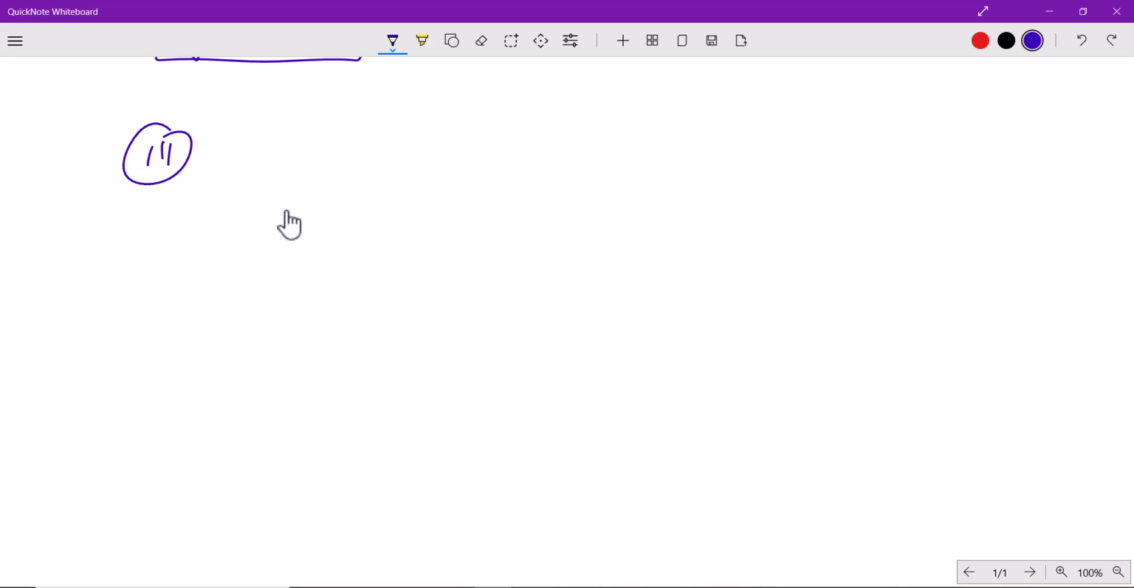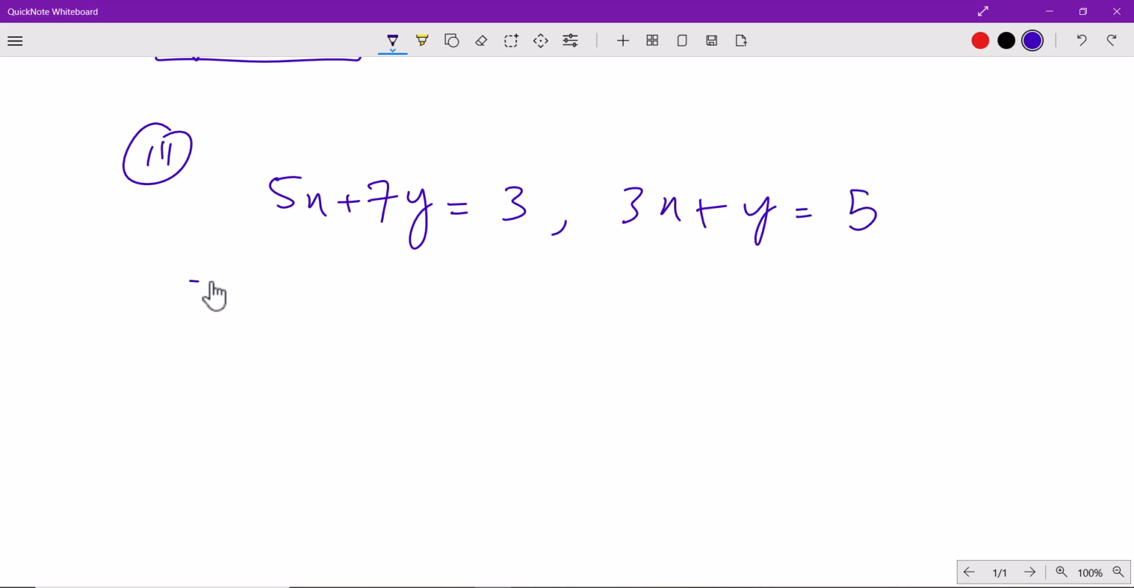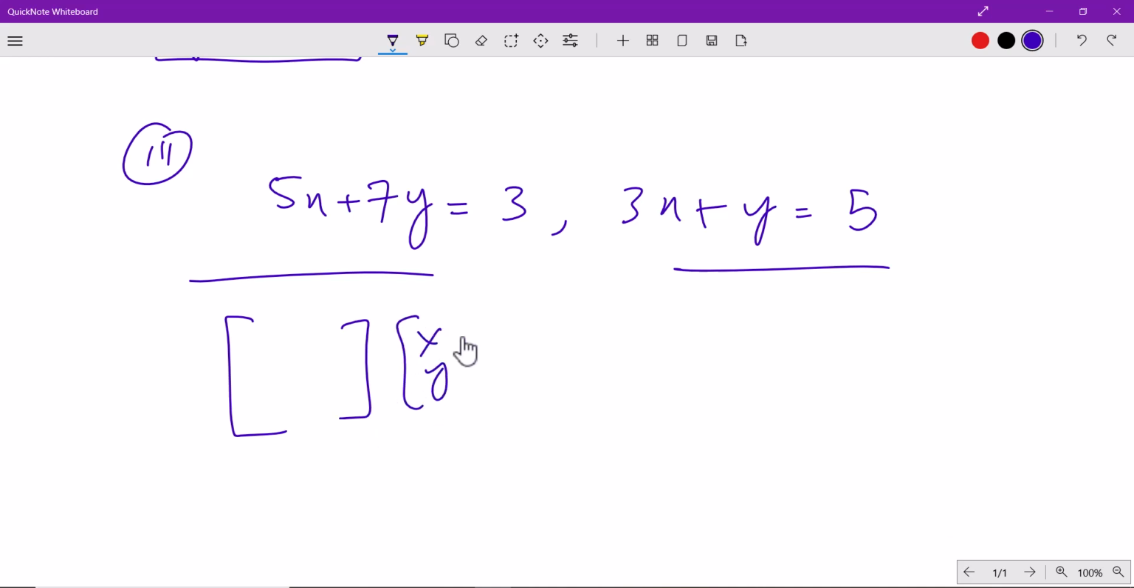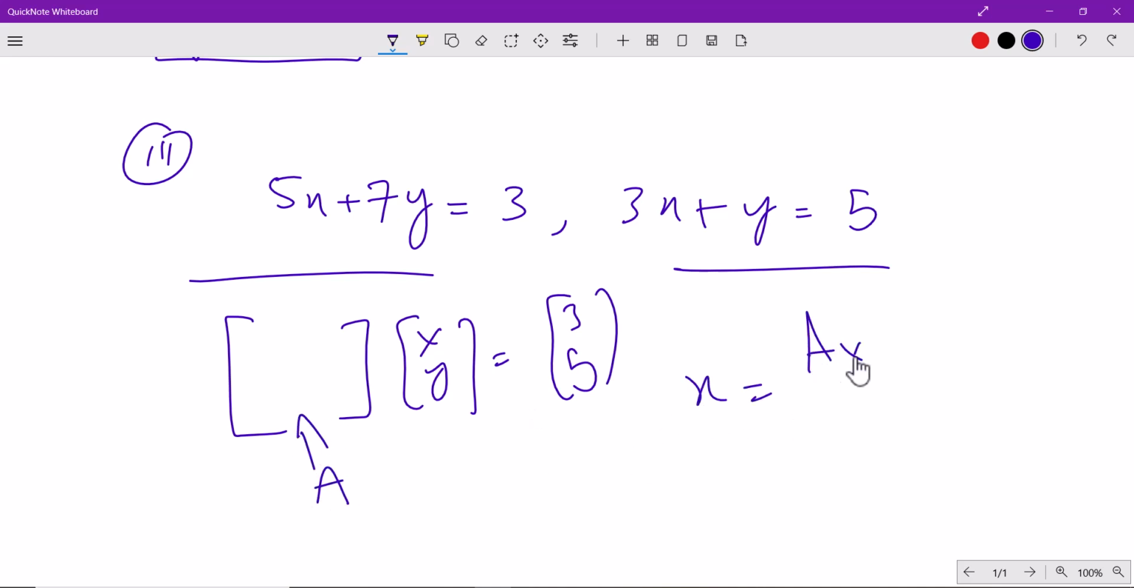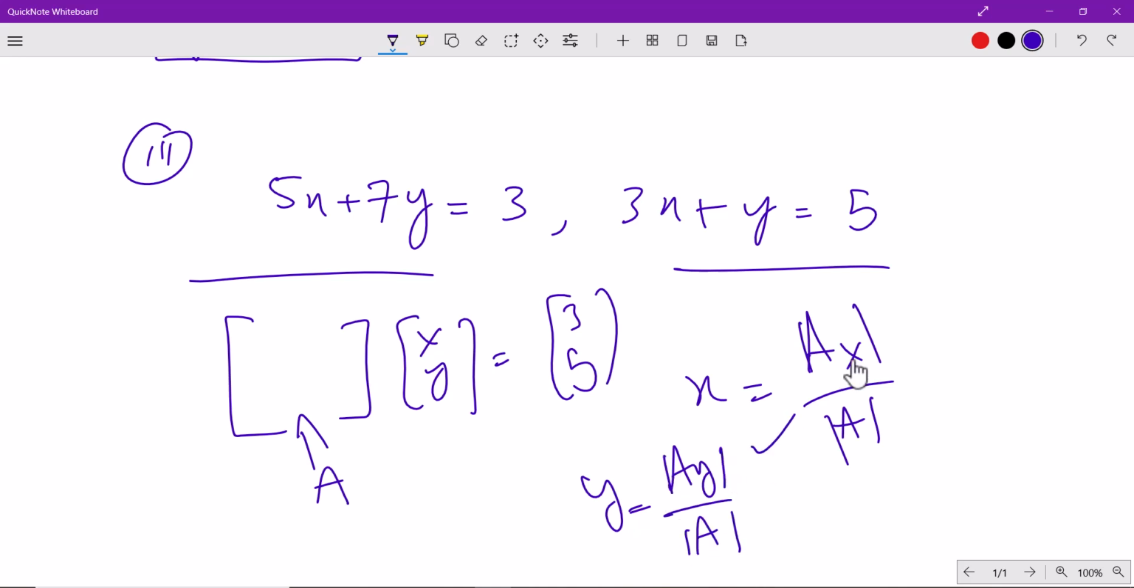Part number 3: 5x plus 7y is equal to 3 and 3x plus y is equal to 5. First write the matrix with the coefficients of x and y, and the constants 3 and 5. Then x is equal to Ax determinant divided by determinant of A, and y is equal to Ay determinant divided by determinant of A. Cramer's rule gives simple determinant values.